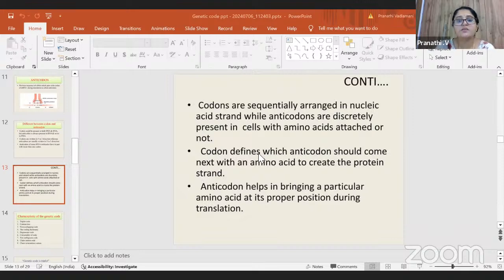So coming back to our lesson, when it comes to your codon, based on the codon only, your anticodon comes and joins, so that protein synthesis is carried forward.